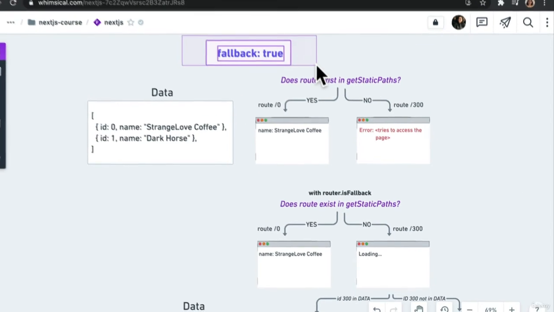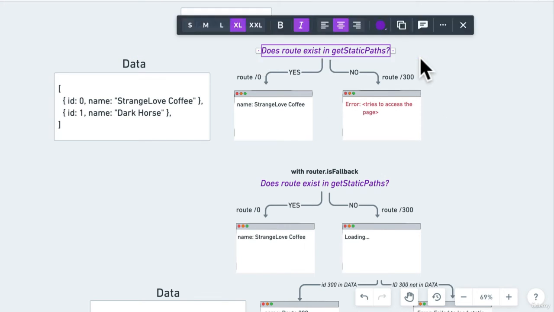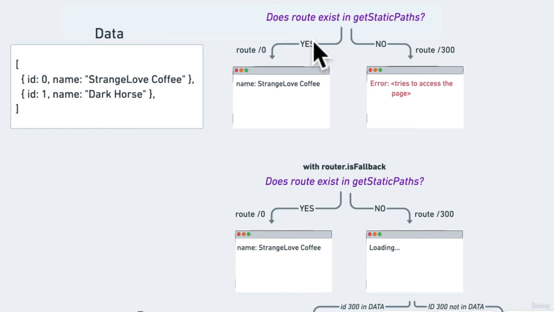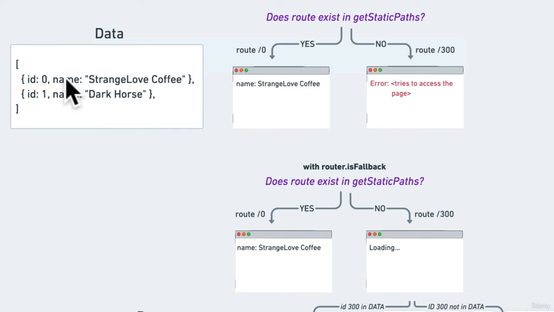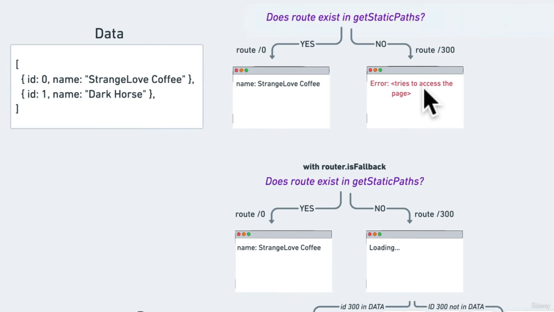Now, with fallback equals true and with this specific data, this is what happens. We check, does the route exist in getStaticPaths? In case of route 0, it does. So it's just going to render the name Strangelove Coffee, right? Which is the 0th route. But in case of route 300, it doesn't exist in data and it tries to access the page. So it gets an error.